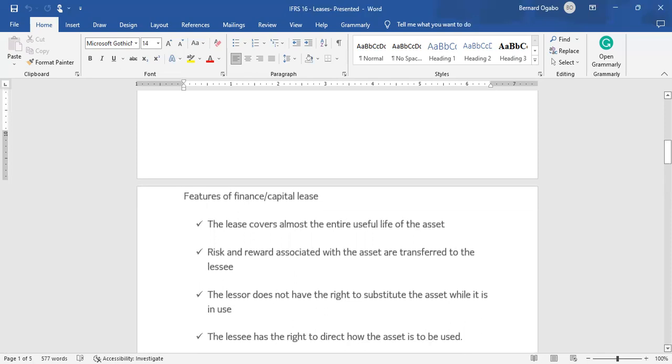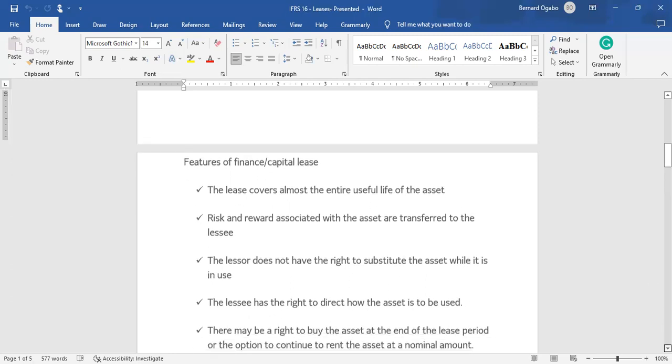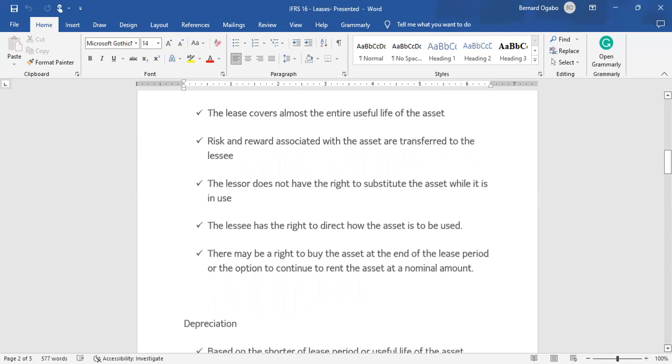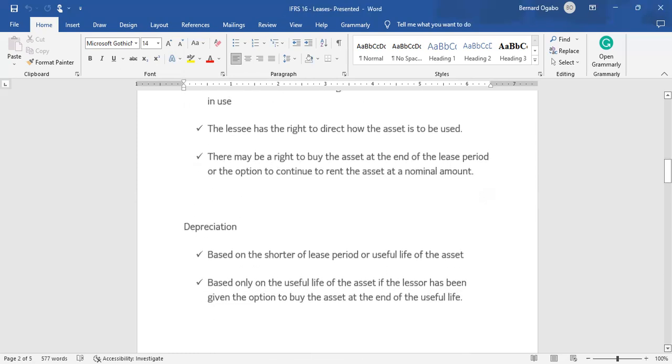So capital lease, what are the features? When you say capital or finance lease, the lease covers almost the entire useful life of the asset that you are leasing. The risk and reward associated with the asset are transferred to the lessee. The lessor does not have the right to substitute the asset while it is in use. This one comes under multiple choice for ACCA students. The lessee is the only person that has the right to direct how the asset is to be used, and there may be a right to buy the asset at the end of the lease period.